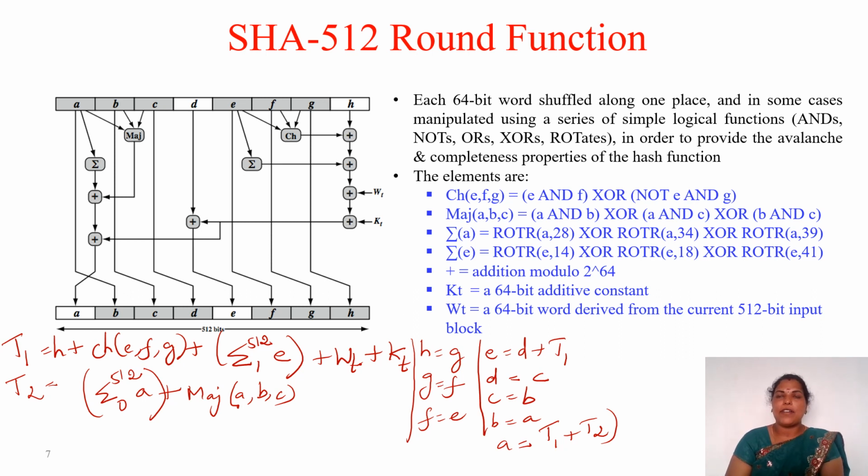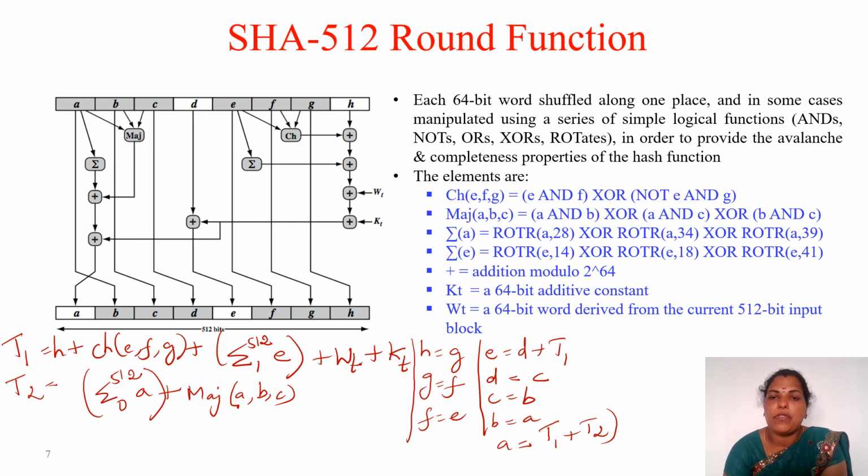What is the avalanche effect? In the first unit you have already discussed the avalanche. A small change in the key or the plain text will modify more bits in the ciphertext. In order to provide the avalanche effect, we use these simple logical functions. So the elements used here are, see here, Ch is a function.